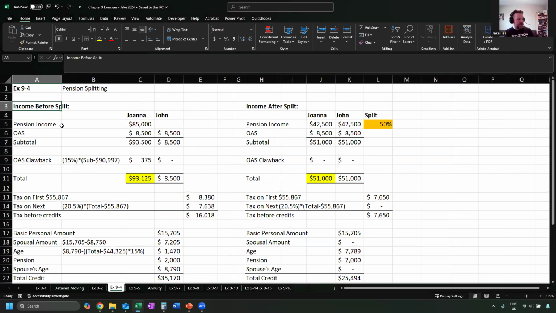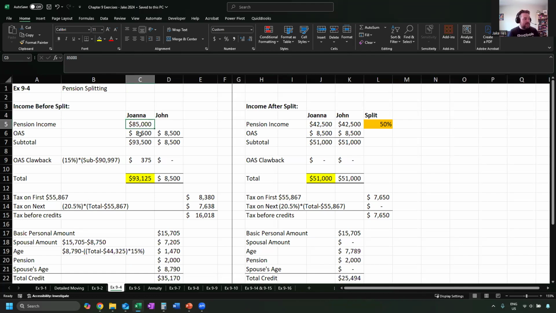We're not splitting income, it's all in Joanna's name. John's income is only the OAS, and that $8,500 is not enough to get above his basic personal amount, that basic credit. So we know John's not going to owe any taxes. So all the tax is going to be in Joanna's hands. That's where we will focus our attention.